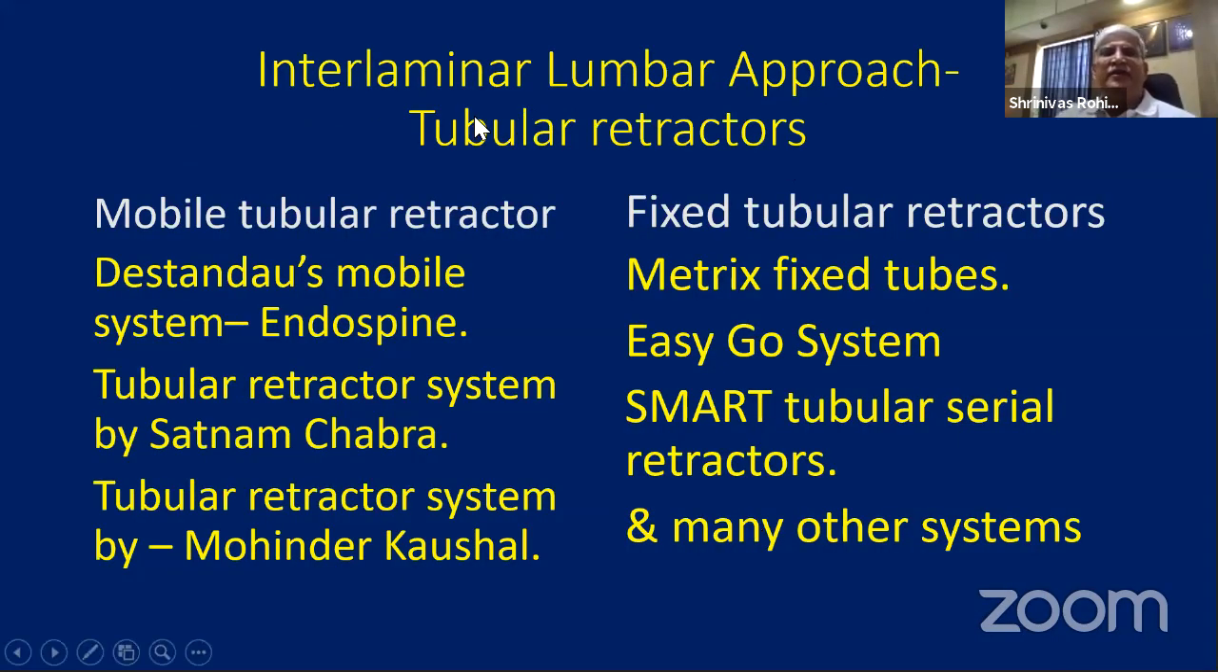Now, these are the tubular retractors, mobile and fixed. In mobile, we have Distendu. Satnam Chhabra and Mohinder have modified it. Satnam Chhabra made the cavity of the tubular retractor wider for the mobility of the instruments. Mohinder has used a 30-degree scope instead of a 0-degree scope. In the fixed tubular retractor, the most popular nowadays is the EasyGo, but we started with the Matrix. There is a smart tubular retractor and others.